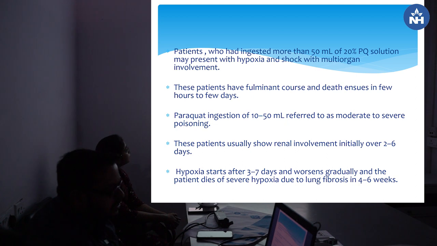Patients who had ingested more than 50 ml of 20% paraquat solution may present with hypoxia and shock with multi-organ involvement. These patients have a fulminant course and death ensues in a few hours to few days. Paraquat ingestion of 10 to 50 ml is referred to as moderate to severe poisoning. These patients usually show renal involvement initially over 2 to 6 days. Hypoxia starts after 3 to 7 days and worsens gradually, and the patient dies of severe hypoxia due to lung fibrosis in 4 to 6 weeks.